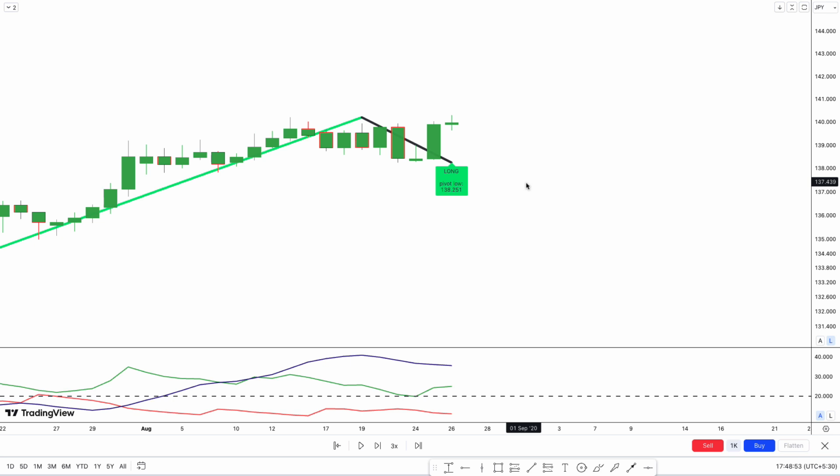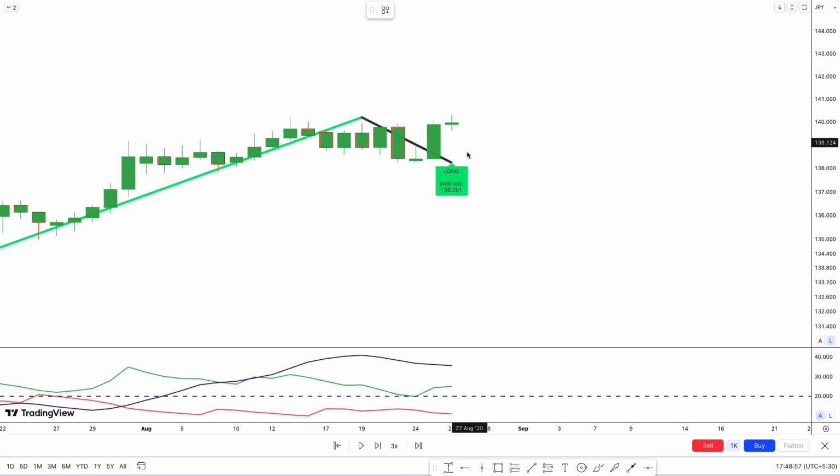For that, we're going to make sure that this dark blue line is above the 20 level and it should also be angled upwards like this. Keep in mind that all these conditions should be met by the time this long signal is printed. If any of these conditions isn't met by the time the long signal is printed, that setup becomes invalid.